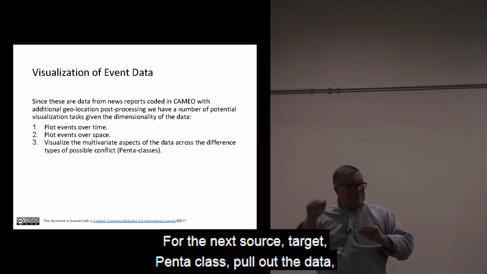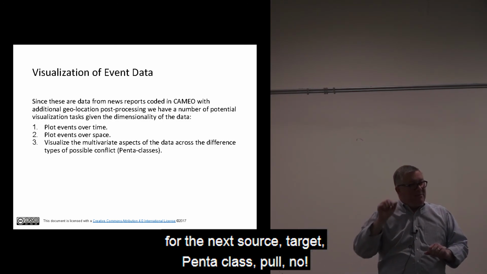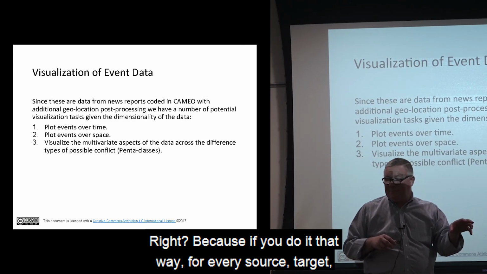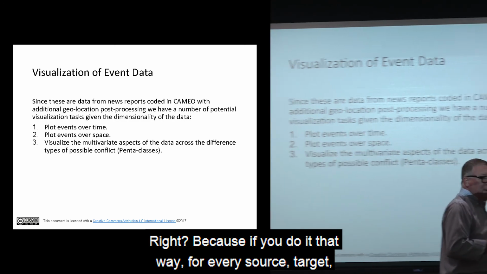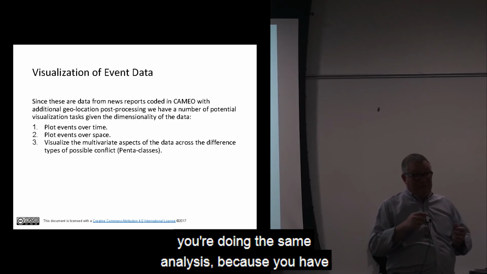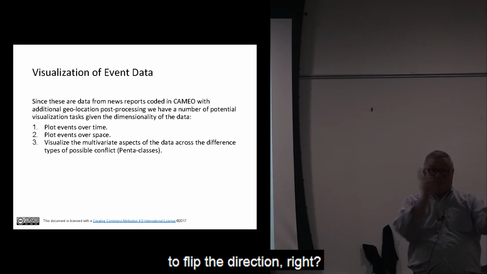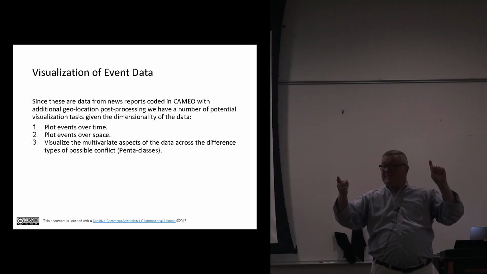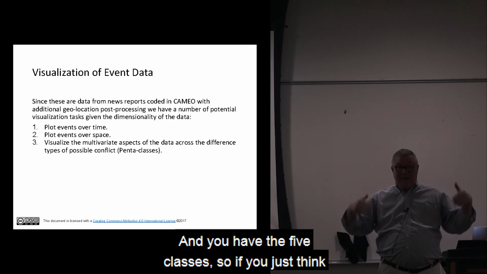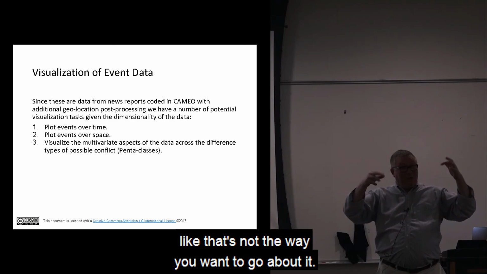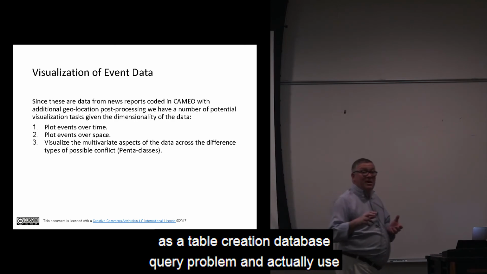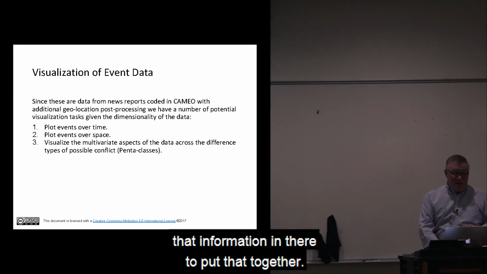So one way to think through this problem is you'd go, okay, for each source, target, and pentaclass, pull out the data. For the next source, target, pentaclass, pull out the data. No, that's not the way to do it, right? Because if you do it that way, for every source-target combination in each pentaclass you're doing the same analysis, because you have to flip the direction. You have to do source to target and target to source, and you have the 5 classes. If you think about that problem recursively, that's not the way you want to go about it. You want to go back and treat this as a table creation database query problem and use that information to put that together.